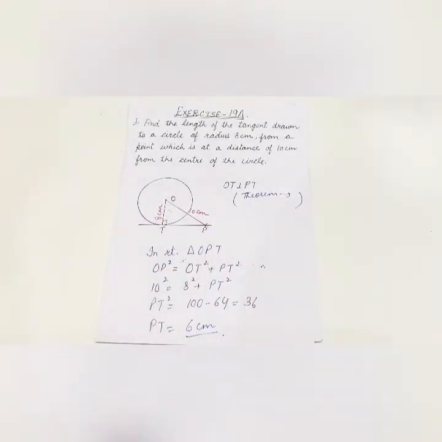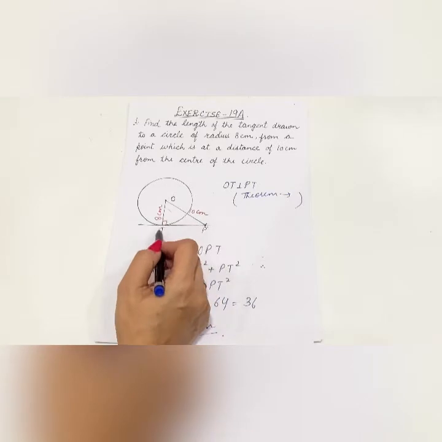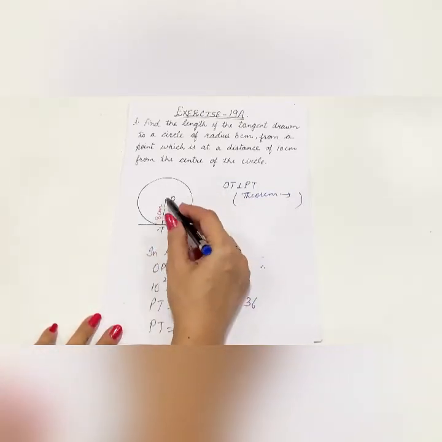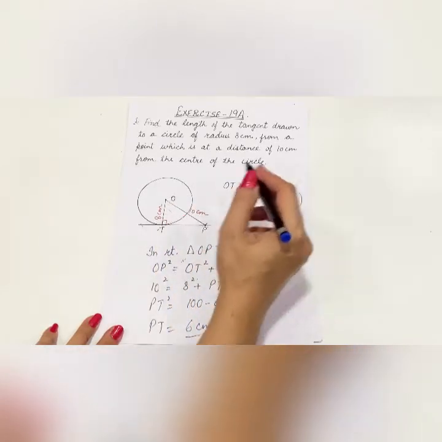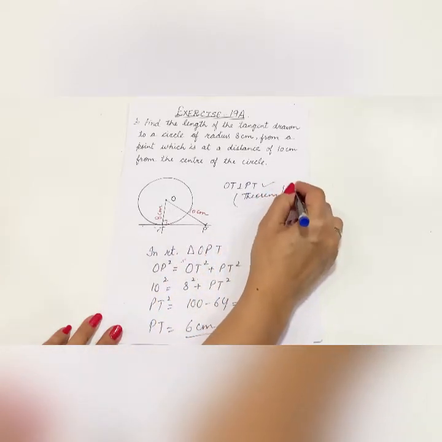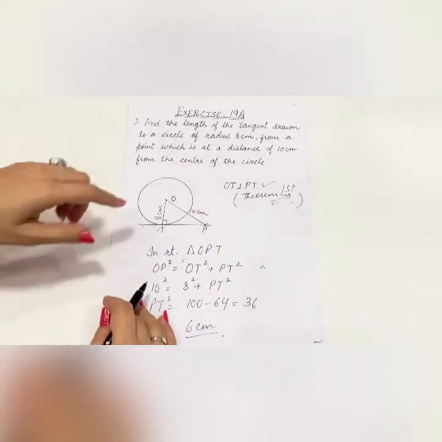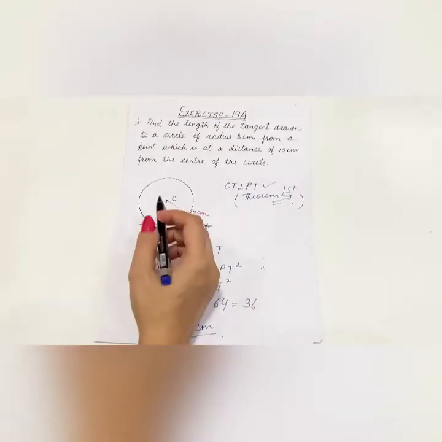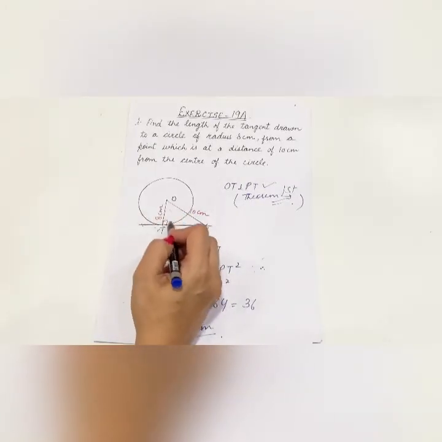You have to find the length of the tangent. This PT is representing the length of the tangent. So children, in this the first result which we'll be using is OT is perpendicular on PT. OT is the radius and PT is the tangent. First you have to write the theorem that radius is perpendicular to the tangent at the point of contact. Radius is perpendicular to the tangent at the point of contact.